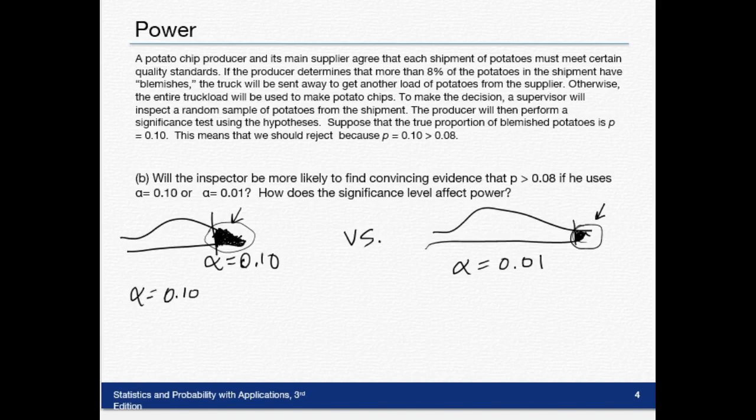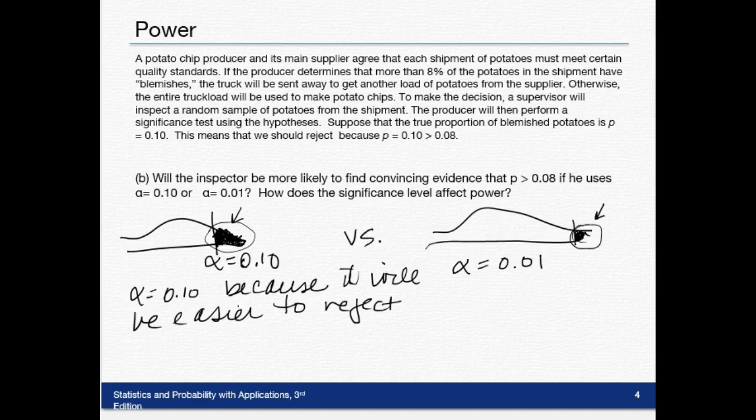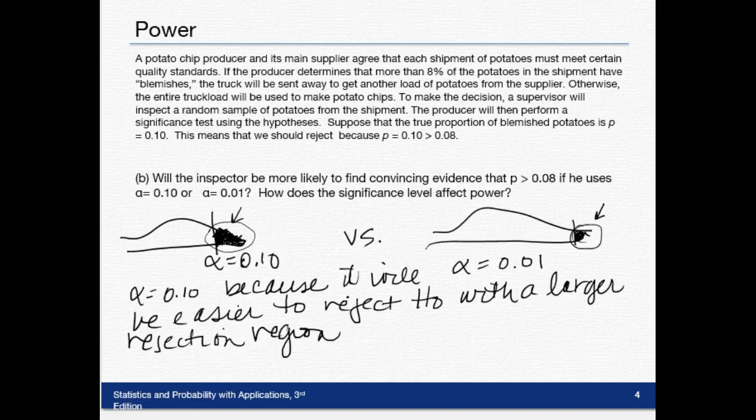is the 10%, because it will be easier to reject the null with a larger area, or you could call it a larger rejection region. Be easier to reject the null with a larger rejection region, which means, therefore, less likely to make a type 2 error.